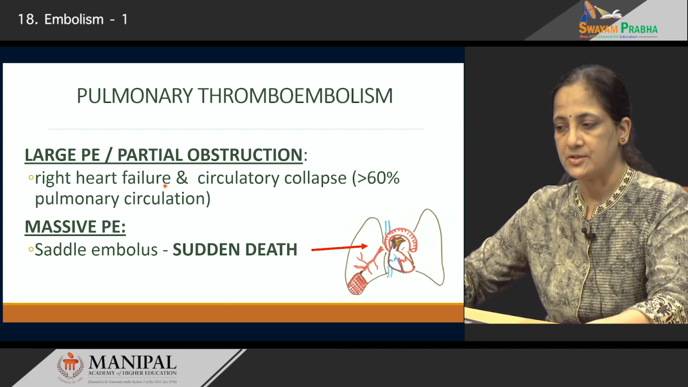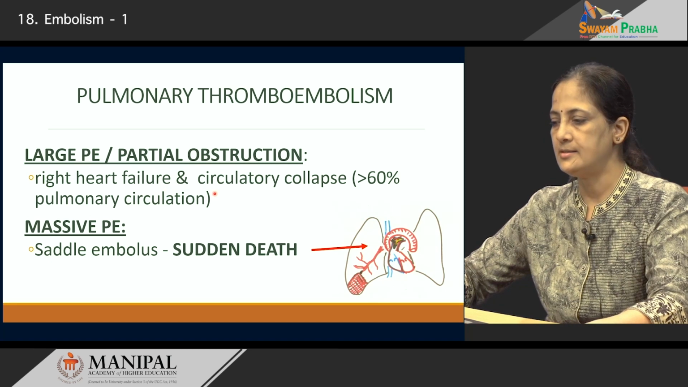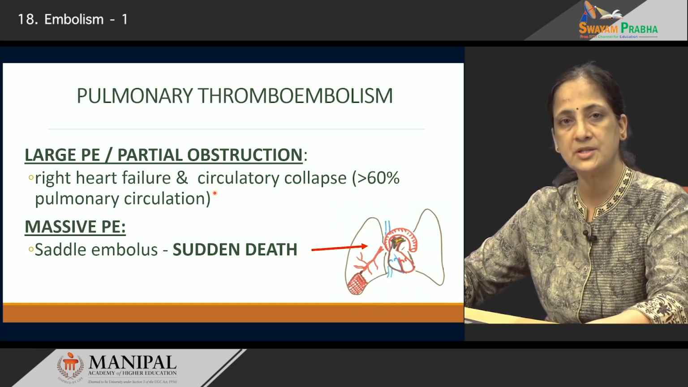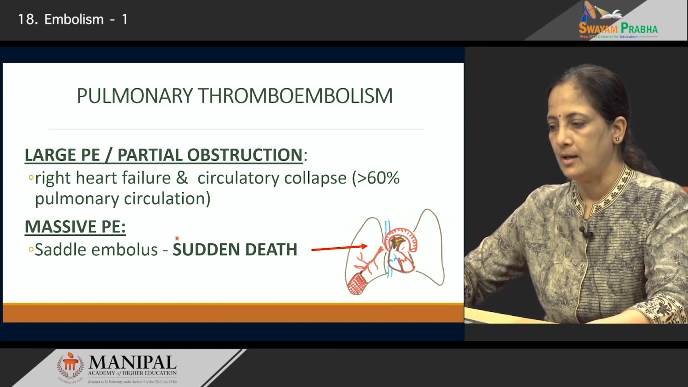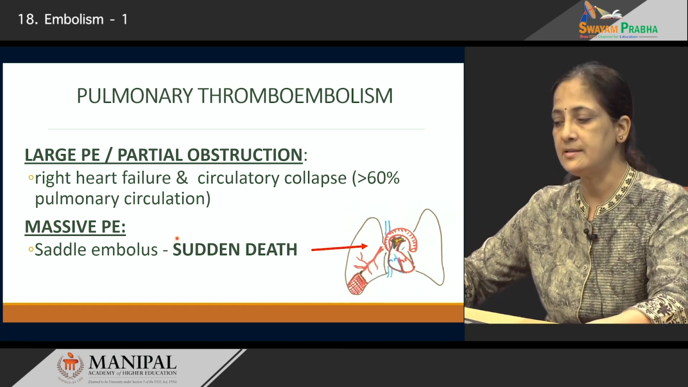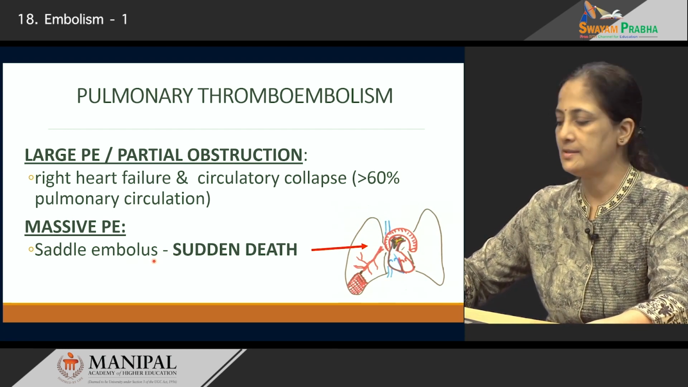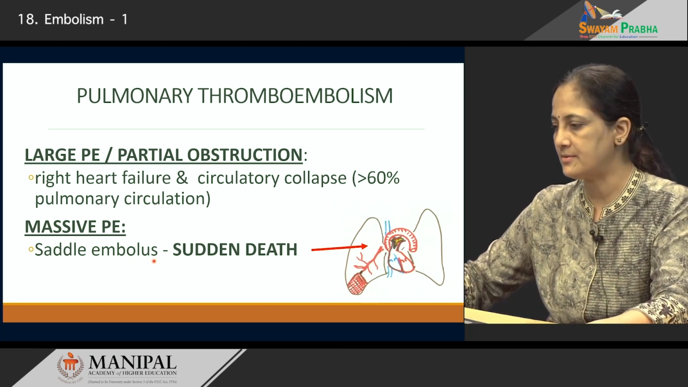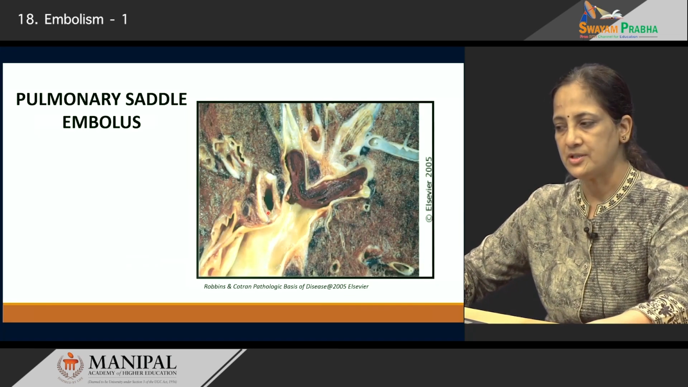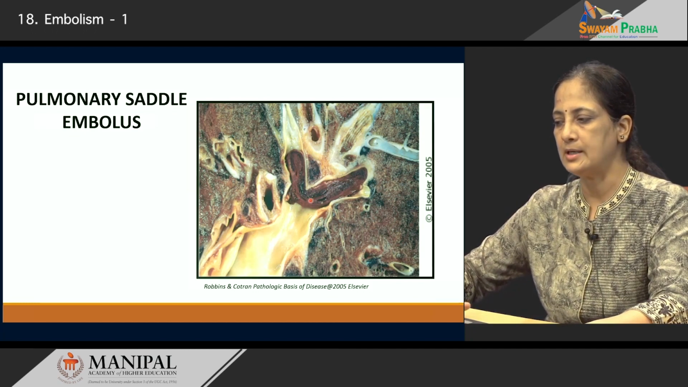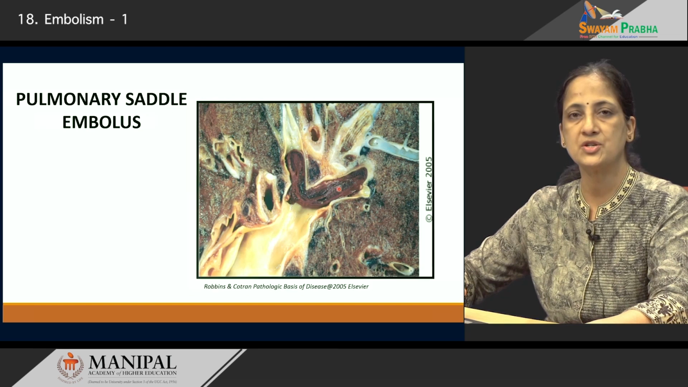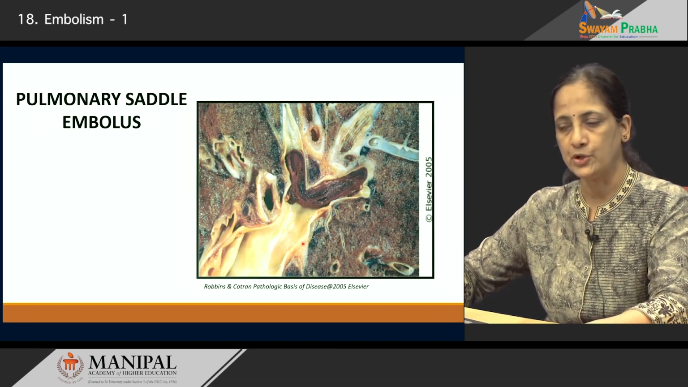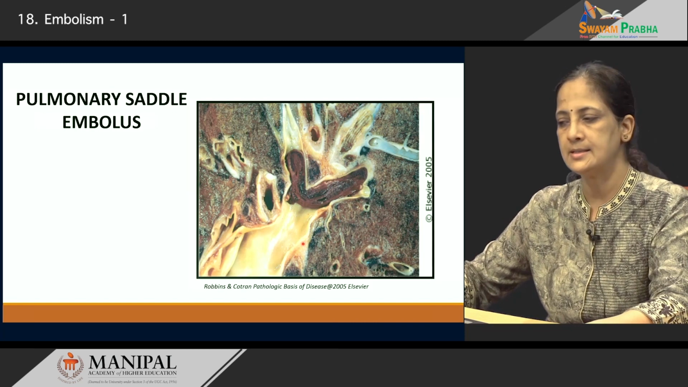If it blocks the pulmonary trunk, it causes acute right heart failure, circulatory collapse, especially if more than 60% of the circulation is blocked. A massive embolus which goes astride the bifurcation of the pulmonary trunk is called a saddle embolus, and when this occurs, invariably the patient just drops, sudden death results. In this picture, you can see a beautiful saddle embolus sitting astride the bifurcation of the pulmonary trunk, and you know the outcome in such cases is sudden death.